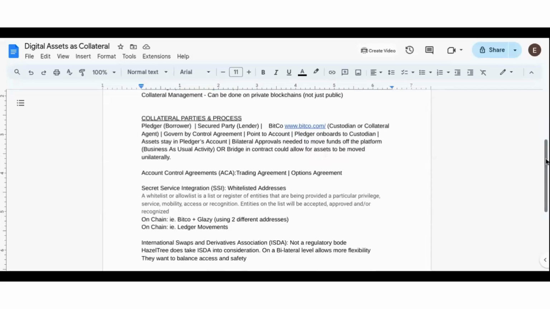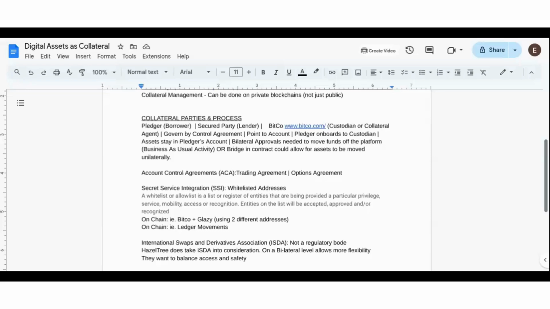Let's talk about the collateral parties and the process. Now, I have heard about this concept last year, and I thought that was an interesting concept that we can start to use our crypto as collateral. And I like that because, for a lot of us, we are acquiring or purchasing, investing in these assets. And as you know, over time, they will accumulate in value.